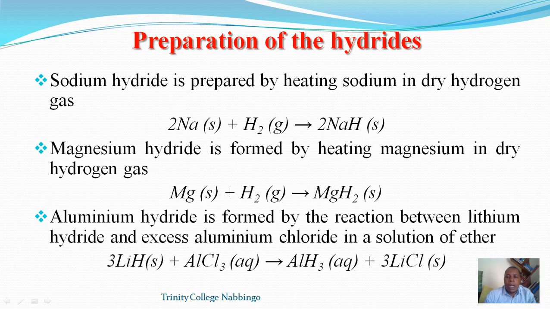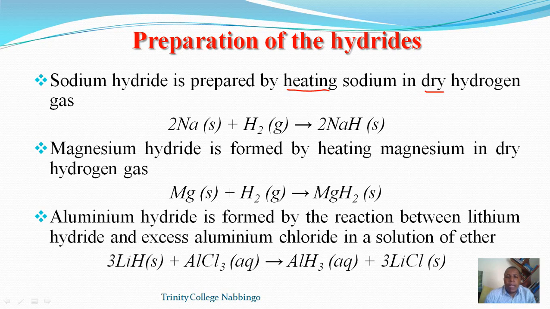To begin, let us see how these hydrides are prepared. Sodium hydride and magnesium hydride are prepared in the same way, by direct combination. The element is heated with dry hydrogen. For sodium, we shall form sodium hydride. For magnesium, we shall form magnesium hydride. It's very important for us to know the conditions for the reaction. Heating is required, and the gas should be dry. Those are the two conditions for these reactions to occur.